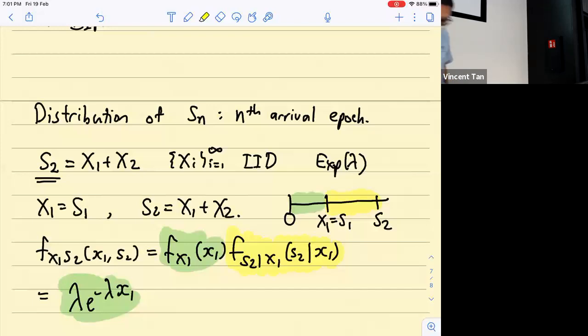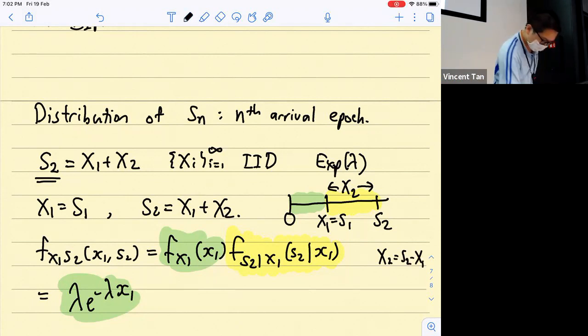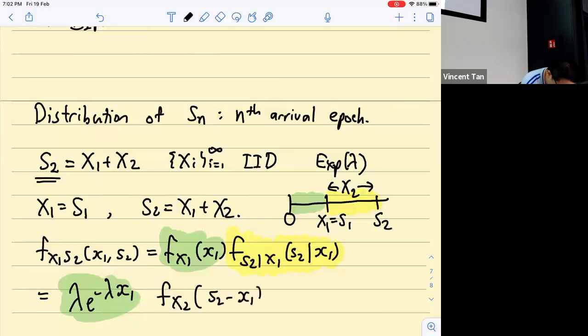Now, what do we have? This distance here is X2, and X2 is equal to S2 minus X1. Can you see? So how do we describe this density, f of S2 given X1? Well, that is nothing but f of X2 evaluated at S2 minus X1. What is the distance from here to there? S2 minus X1. What is the random variable of interest? It is X2. So we have this. You agree? Very good.